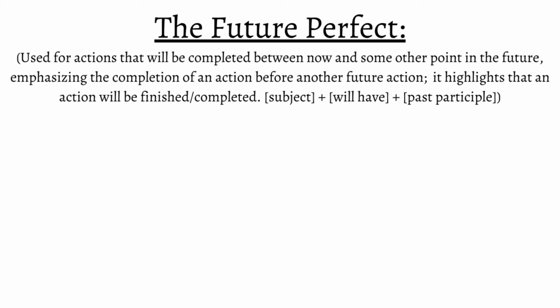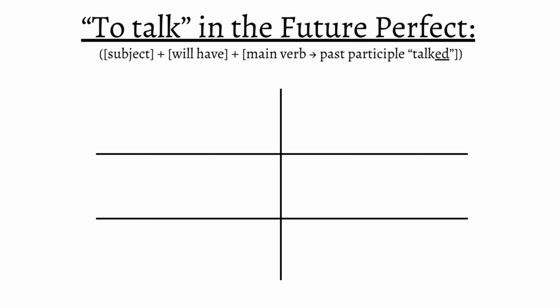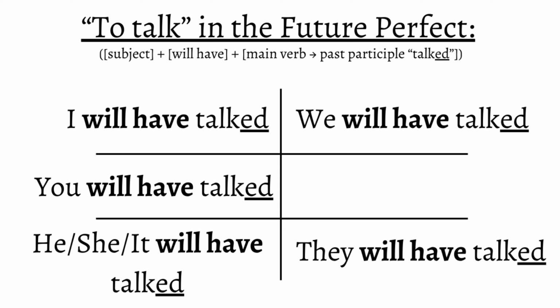To make matters simple, I'll use previous verbs that I had in the previous videos. Let's use the verb to talk in the future perfect. To put the verb in the tense, we begin with the subject, put will have for all subjects, and then use the past participle of to talk. I will have talked. You will have talked. He, she, it will have talked. We will have talked. They will have talked.